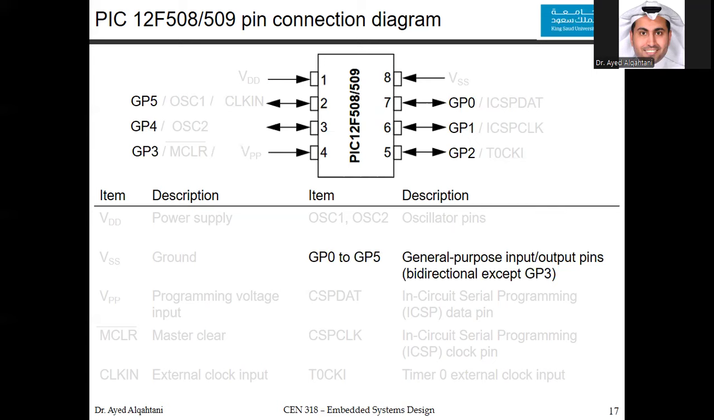We also have the general purpose input and output pins. And as you can see, we have GP0, GP1, GP2, GP3, GP4, and GP5. Each one of them, if you are talking digitally, will be representing a single bit. From GP0 to GP5, we will have 6 bits. You can also notice that those GPs, or general purpose pins, could be input or output. So you can program them as inputs or outputs, like this.